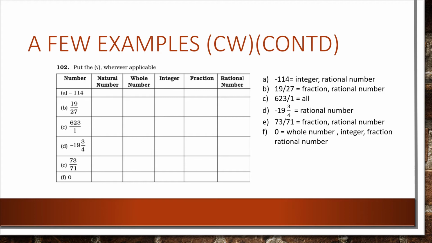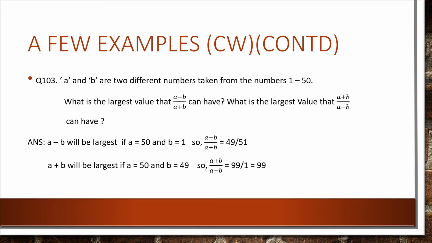So I think children, by doing this particular sum, you get an idea of what the differences are between natural numbers, whole numbers, integers, fractions and rational numbers. Question number 103. A and B are two different numbers taken from the numbers 1 to 50. Now the question is, what is the largest value that (A minus B) upon (A plus B) can have, and what is the largest value that (A plus B) upon (A minus B) can have?